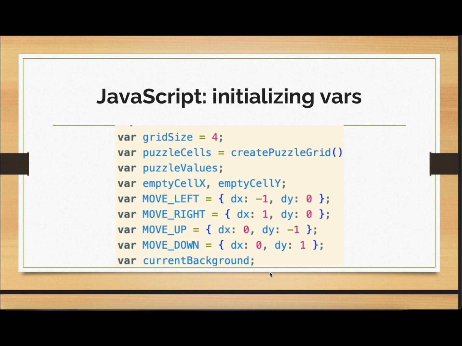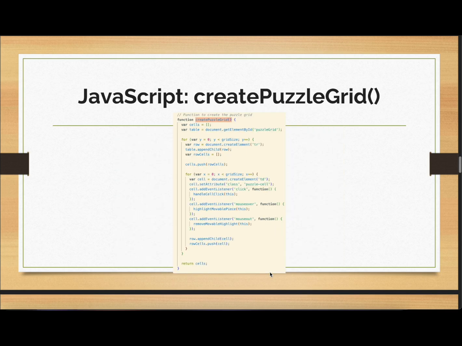These move left, right, up, and down variables are just convenient ways for us to generalize what a left movement, a right movement, an up movement, or a down movement is. And then we also have a current background variable, which keeps track of what the current background is. So let's dive into createPuzzleGrid.